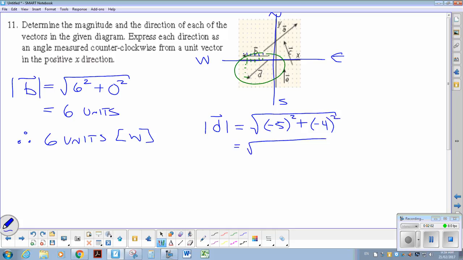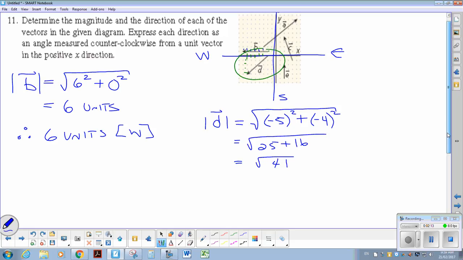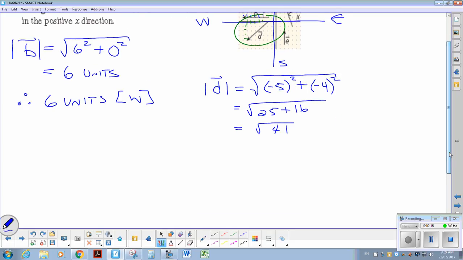So that means I have the square root of 25 plus 16, which gives me the square root of 41. You can calculate that or leave it as the square root. It doesn't matter to me. So vector D is the square root of 41 units. And now for my direction. I guess I've got to find the angle.